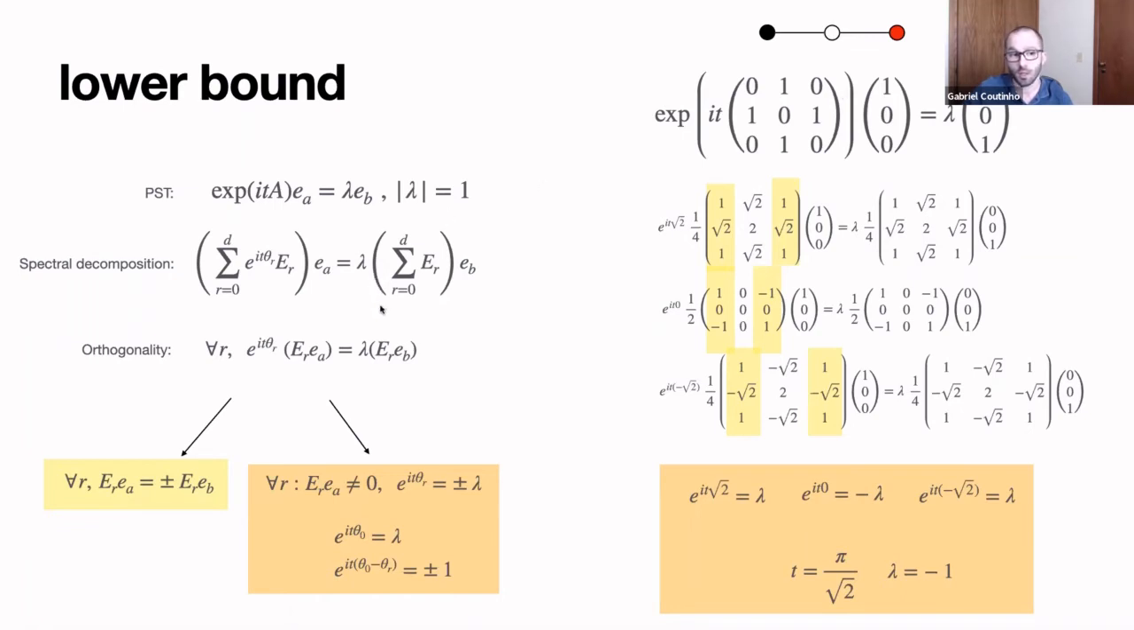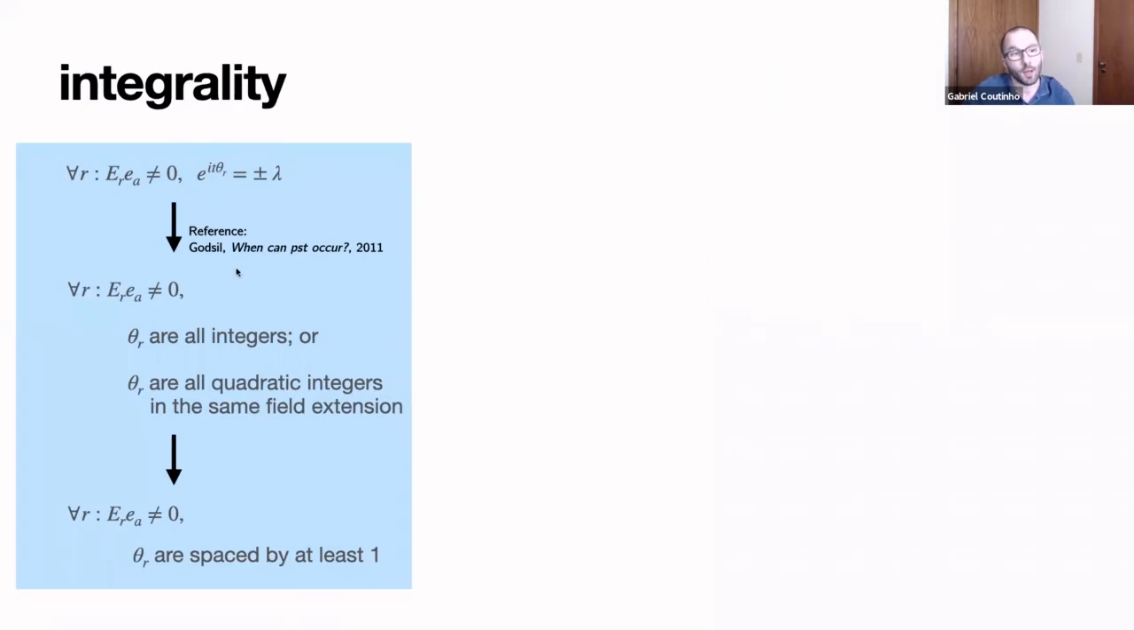And this is basically the sort of computation you will do every time you want to check whether or not there is perfect state transfer in a graph. This is the standard way of doing things. Now, Chris showed back in 2011 that if this condition here holds for all r, whenever this projector is different than zero, you get this e to the i t theta_r with varying sign.